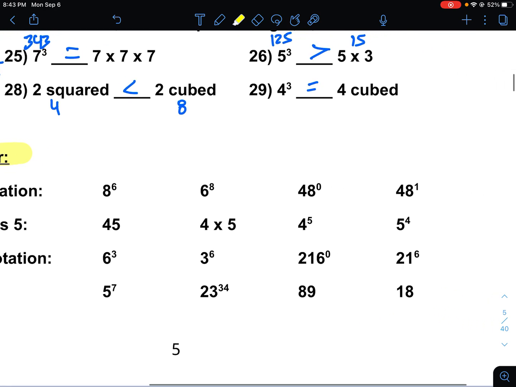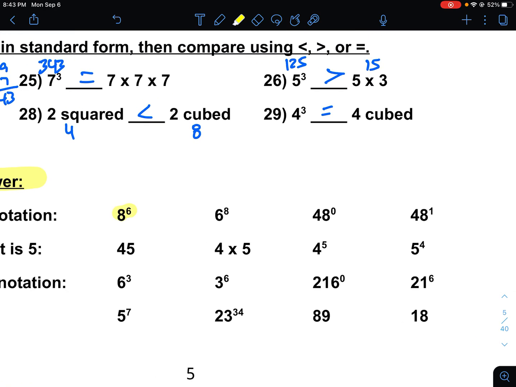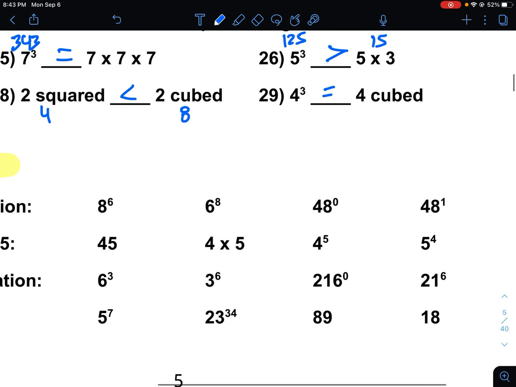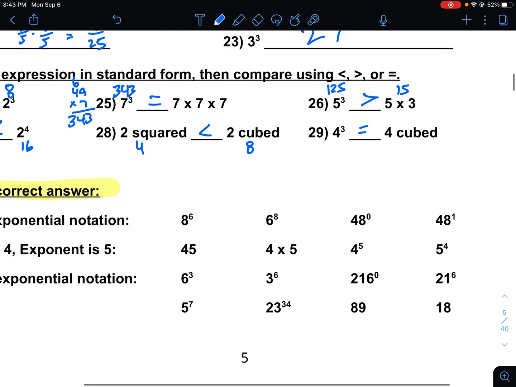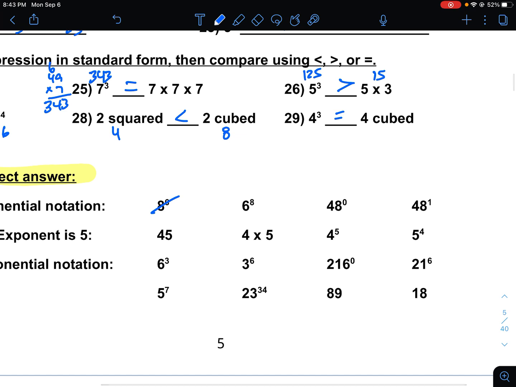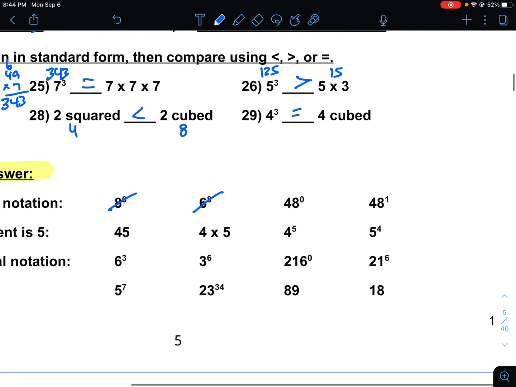48. So is it this? It is not. Actually, 48 in exponential notation. Let's see, 8 times 6 is 48. 8 times 8 is already 64, so that's not it. 6 to the 8th power, well, 6 times 6 is already 36. If I multiply 36 times 6, definitely bigger than 48. 48 to the 0 power, just in case you didn't know, anything to the 0 power equals 1.